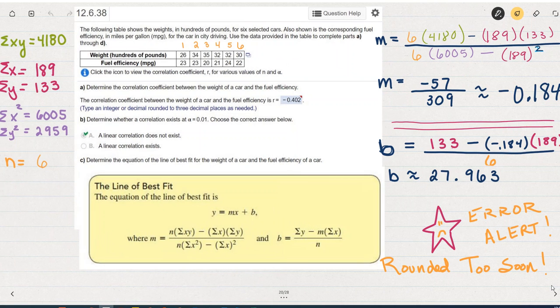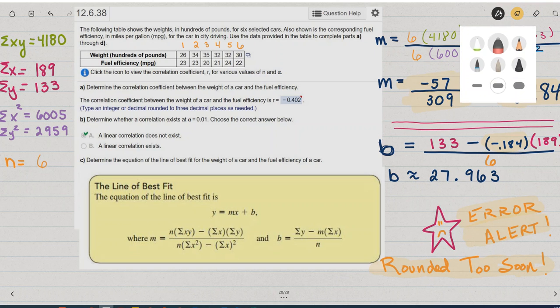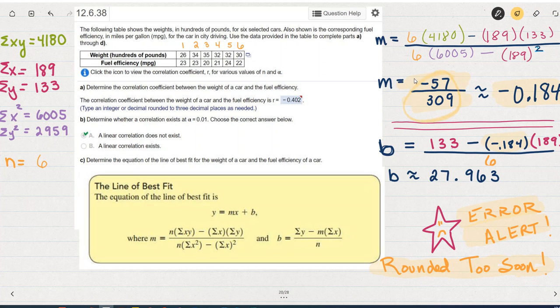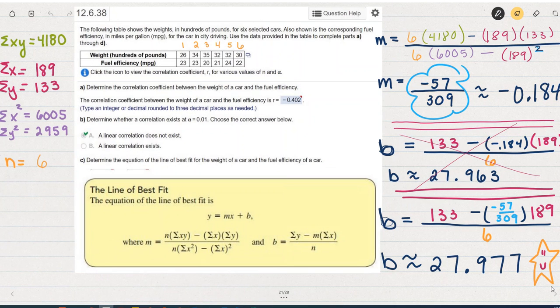And when I calculate b, oh, wait a minute. Do you notice this error alert? Do you see the problem, what I mean when I say I rounded too early? Do you remember that for slope, we got negative 57 over 309, but we estimated that at negative 184 thousandths. So what I'm doing here is I'm going to round with something I've already rounded. It'd be a little more precise if instead I used this fraction, this exact answer, the negative 57 over 309, instead of the 184 thousandths, which I got by rounding.